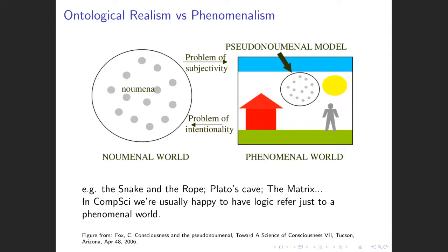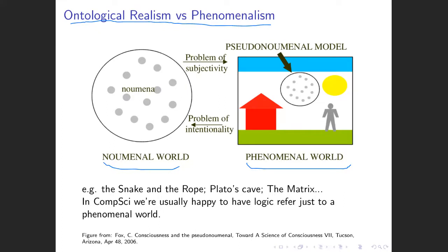So just a little bit of philosophical background. I'm going to try and keep this to a minimum, but it's important to understand which world we are talking about when we do ontology. So a basic, possibly the basic concept in philosophy is the difference between the noumenal world and the phenomenal world.